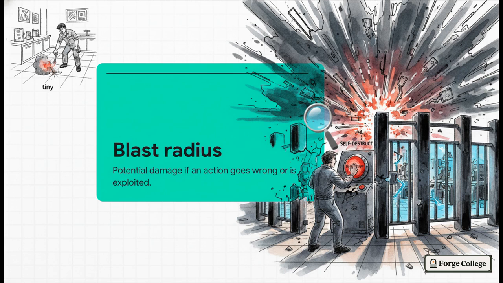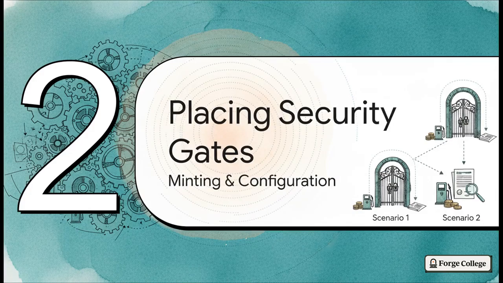Look at it this way. If a worker drops a wrench in the break room, the blast radius is tiny. Who cares, right? But if someone accidentally hits the self-destruct button on the main factory floor, the blast radius is massive, it's game over. So the larger the radius, the heavier and more deliberate your security gate needs to be. It's that simple. Moving on to part 2, placing your security gates.